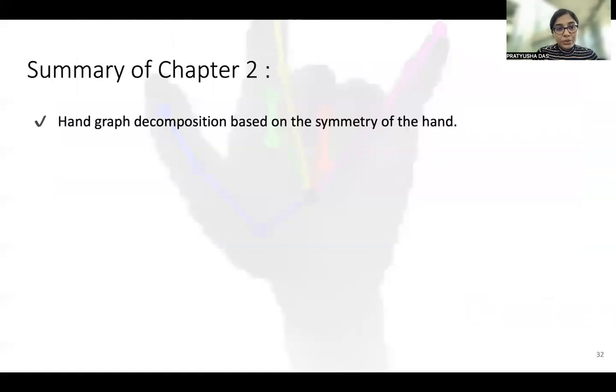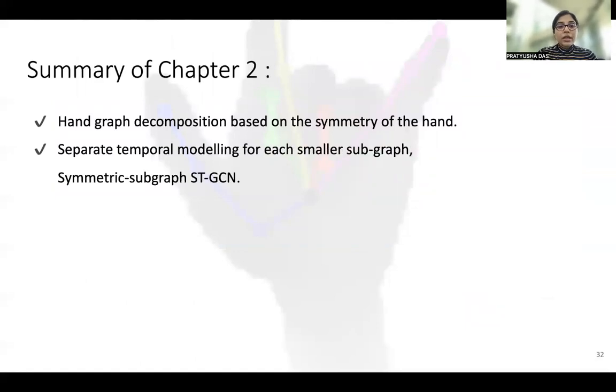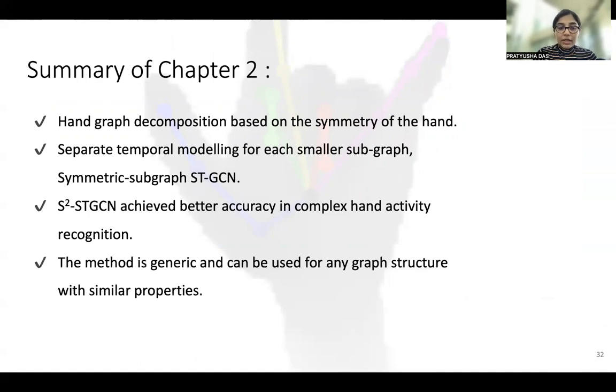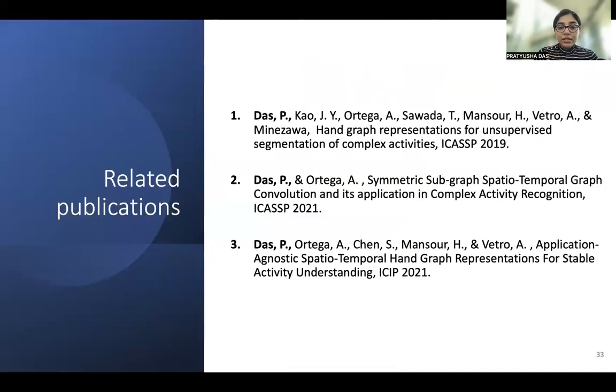So to conclude my work, we have designed a hand graph decomposition based on the symmetry of the hand. I have used a separate temporal kernel to model each of the smaller subgraphs, and S2 SDGCN can achieve better accuracy in complex hand activity recognition. And this method is generic and can be used for any graph structure with similar properties like symmetricity and bipartiteness.